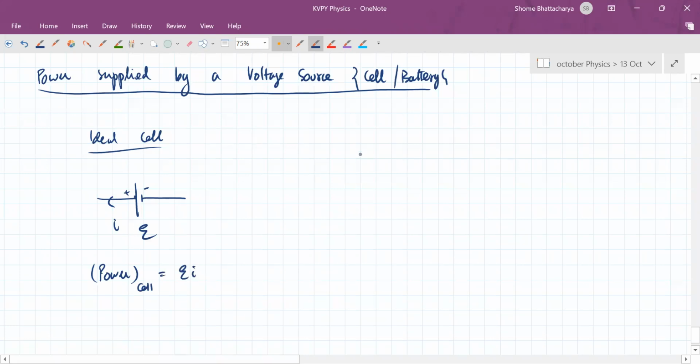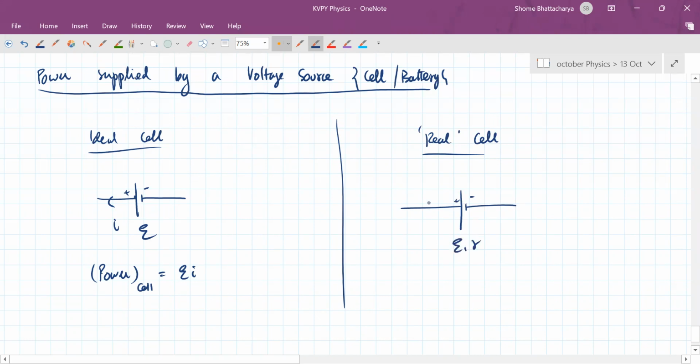Whereas if you're talking about a real cell, it has some internal resistance also. So if you're drawing a current I from it, then the power supplied by the cell will actually be equal to terminal voltage into I. So it will become EI minus I square small r, because terminal voltage is E minus I r, into I.